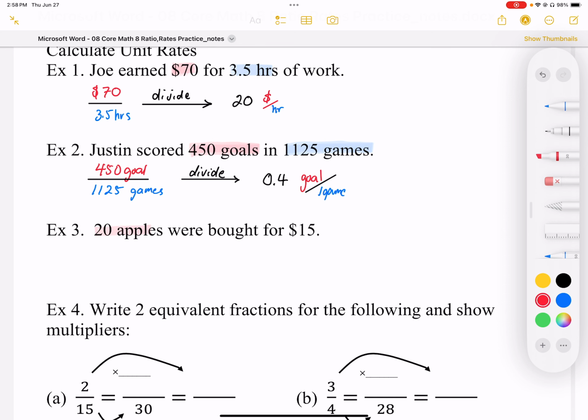Here we have apples. We're comparing apples to dollars. So we'll calculate the unit rate of apples per dollar. We could also do the other way around, dollars per apple. So it's up to you, but in this case, I'm going to do apples on top. So apples compared to $15.